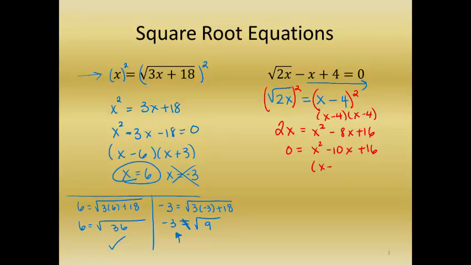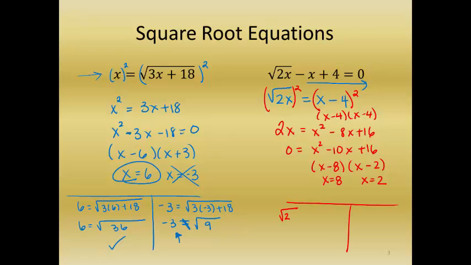I'm again going to factor to x minus 8 and x minus 2. That leaves me with a negative 2x but a positive 16. So x equals 8 and x equals 2. I certainly do have to check again to make sure that I don't have an extraneous solution. So here's my checking step.